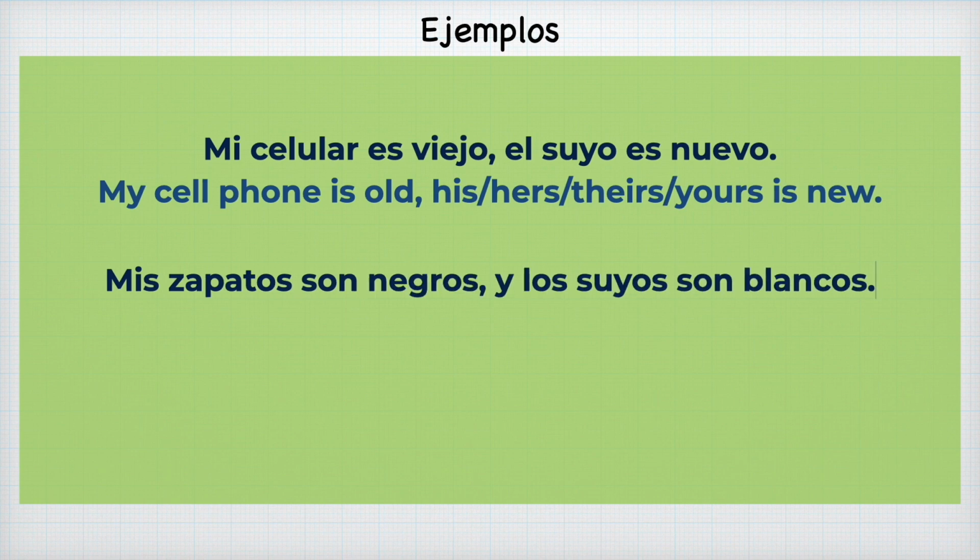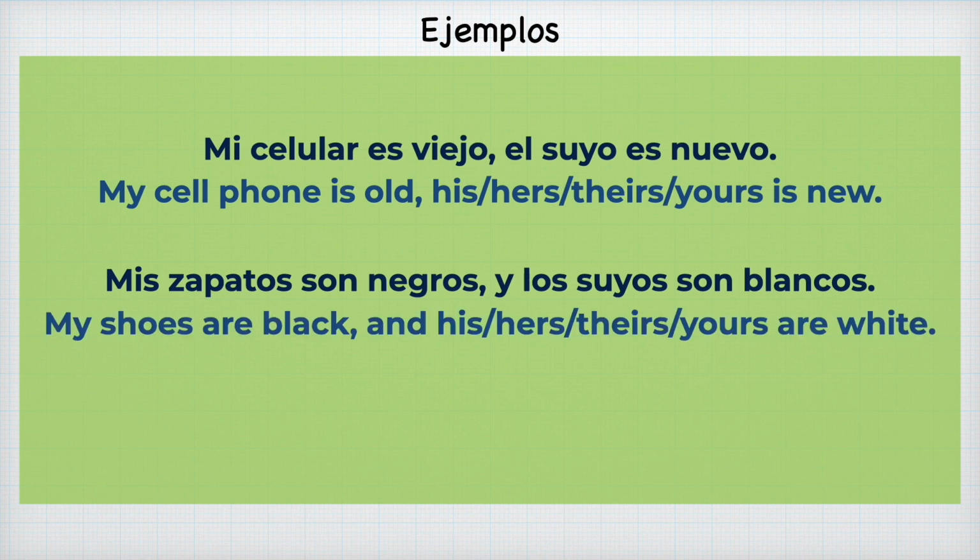Mis zapatos son negros y los suyos son blancos. My shoes are black and his, hers, theirs, yours are white. So shoes are a masculine plural noun. That's why we're using los suyos.